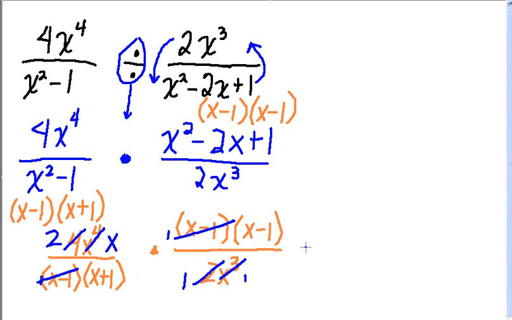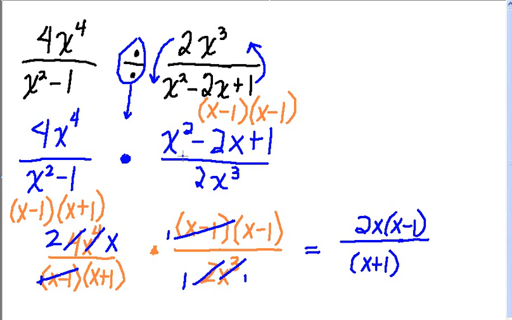So now my product is whatever I'm left with. I have a 2 and an x in the numerator. And in the denominator, I'm left with x plus 1. However, I left something off of the numerator. I have a 2, an x, and an x minus 1. So I need to put that in to be correct. Okay. So my numerator is 2x times x minus 1, and my denominator is x plus 1.